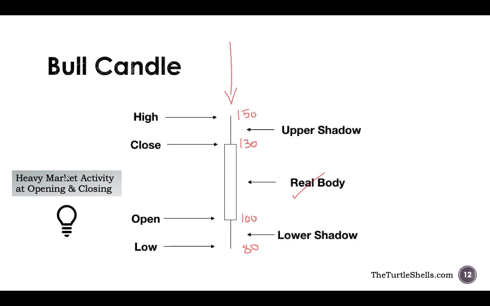Understand that there is heavy market activity at opening and closing. When the market opens, there are a lot of people who want to get into the market, so they want to buy. And at the same time, there are a lot of market participants who want to immediately get out of the market once it opens, because maybe they want to book profits or maybe they see opportunity somewhere else. On the closing also, there are some market participants who say that before the market closes, they want to get out of the market, and others who say that before the market closes, they want to get into the market. So there is a lot of market activity at open and close. That's the bull candle for you.